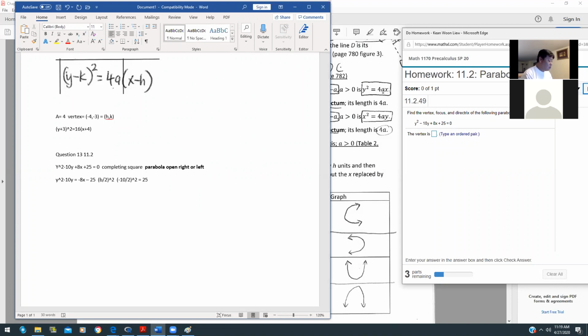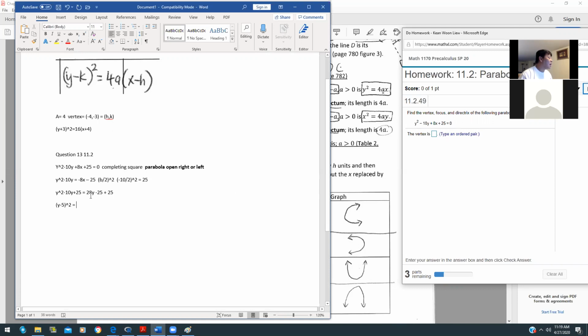So you will get y squared minus 10y plus 25 equals negative 8y minus 25 plus 25. So you have to add this 25 to both sides. And these three terms on the left side here, when you factor it, it's going to be a perfect square. And it's going to be y minus 5 squared. And then the right side, the 25 cancels out.